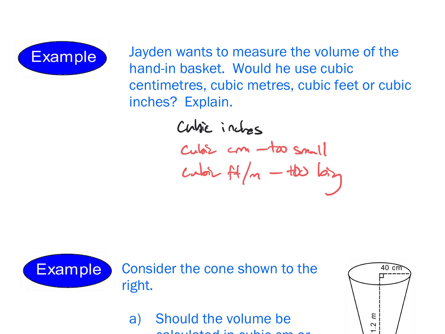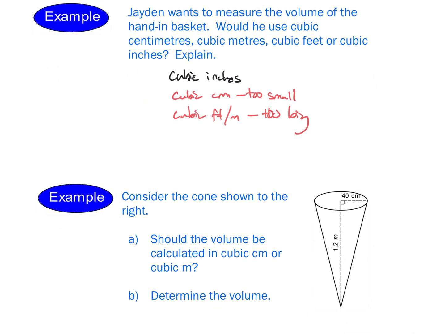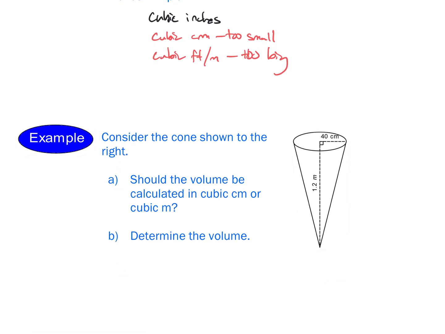And that leaves us with one last example. We have a cone here, and the cone has a radius of 40 centimeters and a height of 1.2 meters. Part A says, when we figure out the volume, should we use cubic centimeters or cubic meters? In other words, should we turn the meters to centimeters, or should we turn the centimeters to meters?